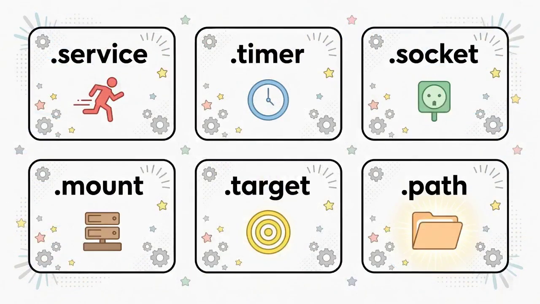Systemd runs the show through unit files, declarative configs that describe every resource on the system. Each unit wears a suffix that declares its type. .service files launch daemons, .timer files replace cron with scheduled activations, .socket files wake services on incoming connections, .mount files handle file system mounts, .target files group units into system states, and .path files. Our focus today: activate a service whenever a file system path changes.